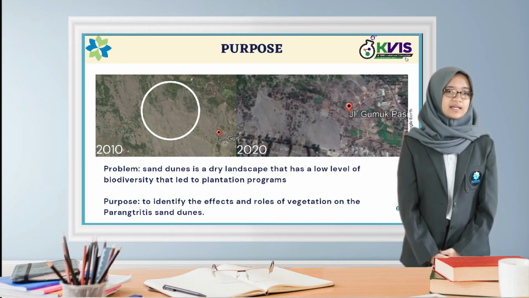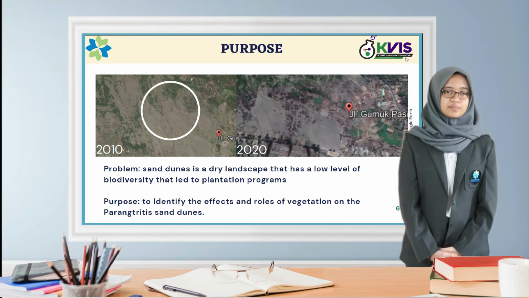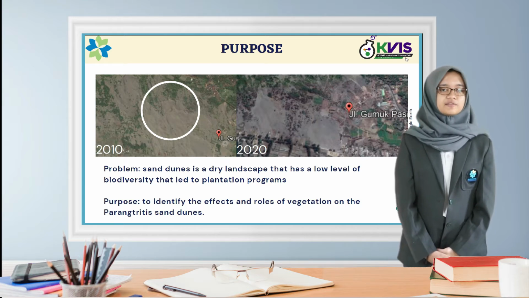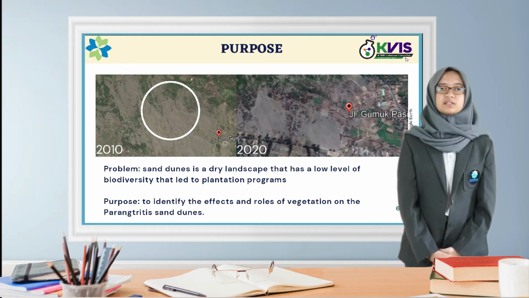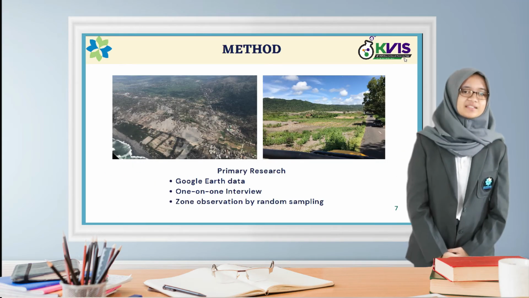Moving on to the next slide, I'd like to tell you the purpose of this research. The problem in our research topic was the plantation program, which was caused by the low level of biodiversity in the dry sand dunes area. Thus, the purpose of the research was to identify the effect and roles of vegetation on the Parangtritis sandun. Let's continue to the next part, which is the method.